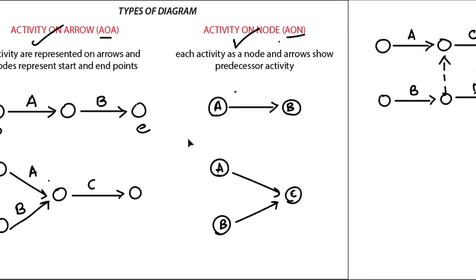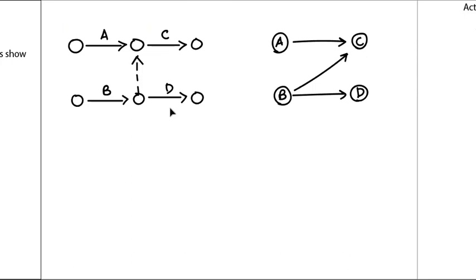And now in this you will understand the major difference. So here we have activities A, B, C, D. For C to start, A and B both must be completed, right? And for D to start, only B needs to be completed. For C to start, A and B both must be completed, as you can see in this flow. But for D to start, only B is enough. If B is completed, you can start D, right? So this is activity on arrow, where you have this dummy activity.